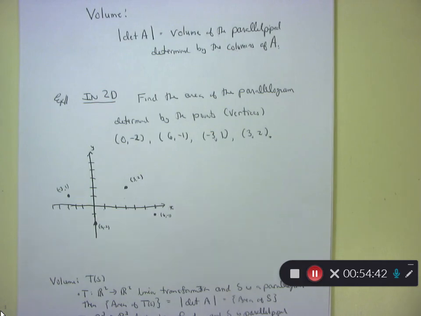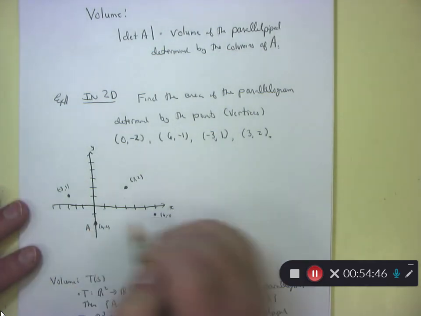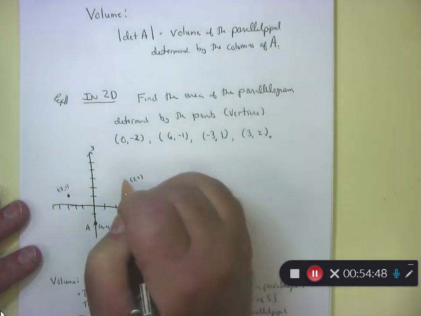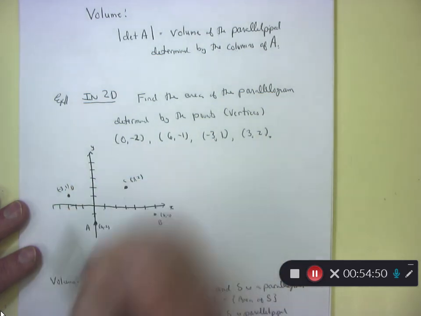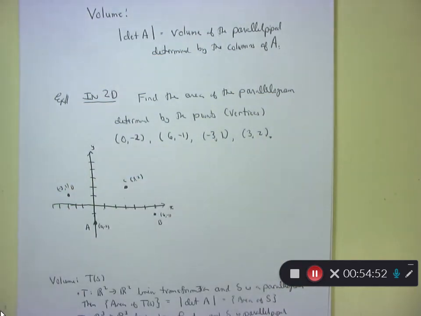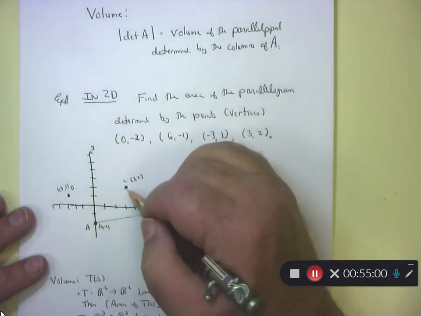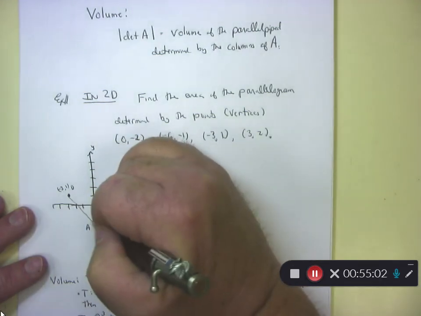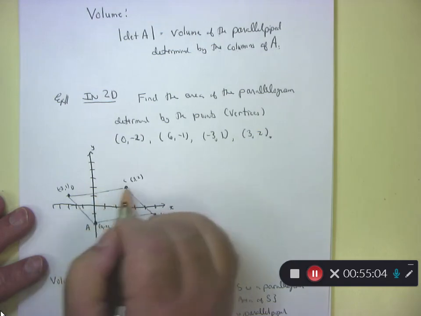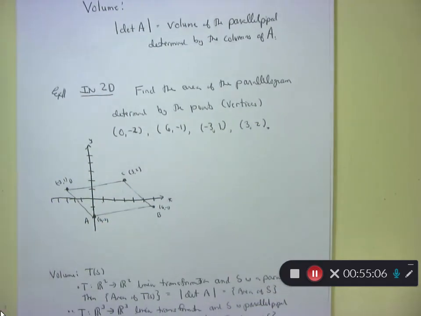I'm going to label these points just to make it a little nicer for me. I'll call them A, B, C, and D, going counterclockwise. And if you connect the dots, you will see the parallelogram. There's my parallelogram. Does that make sense?